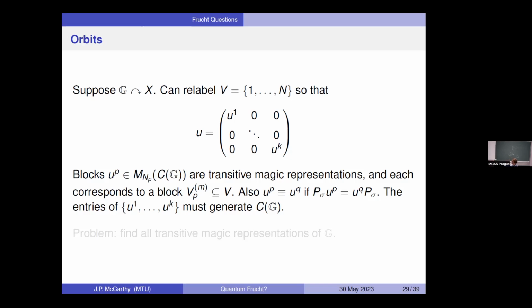Also, you can have these transitive magic representations being equivalent if you can just relabel them to make them the same thing. And then this must actually be fundamental, so the entries of all these must generate this. So the problem is to find all transitive magic representations. It turns out this is doable. And in the paper also, Katz-Palyukin, which we may or may not get to, was also doable.